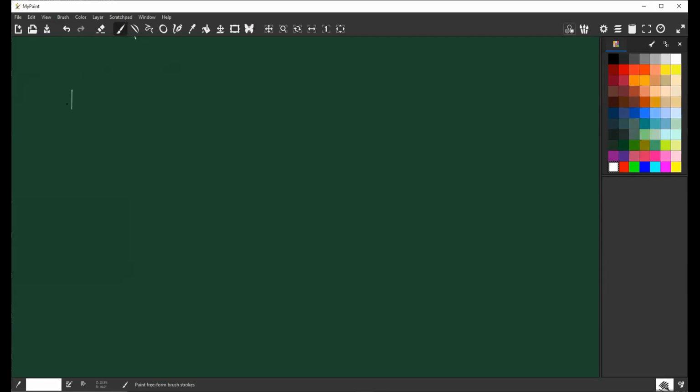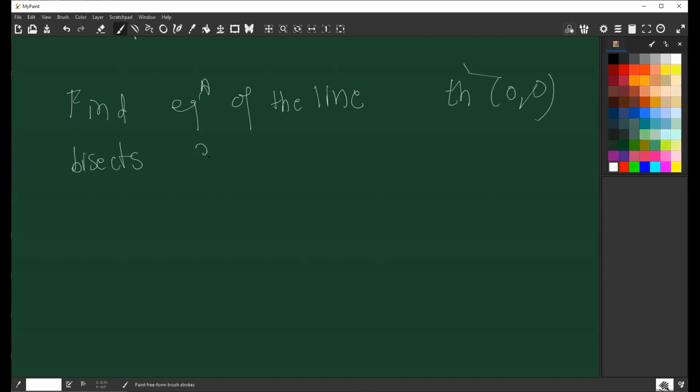Do this last one. Find the equation of the line through the origin and bisects 3x plus y is equal to 6 between the coordinate axes. Understand the language of this. What is our line like? One second.